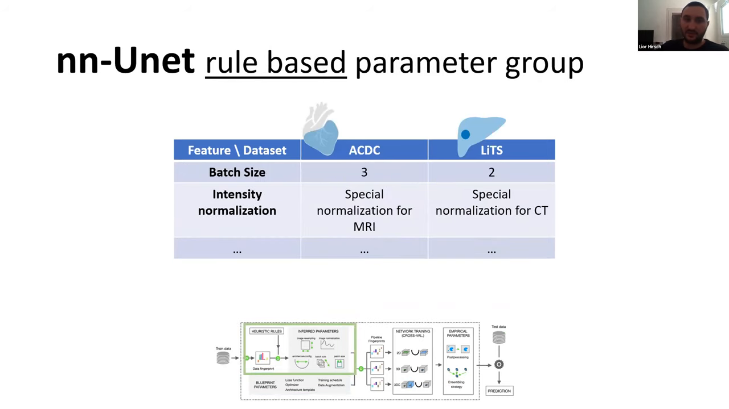Here we can see some examples for the rule-based parameters. We can see that the ACDC, which contains much smaller images, has a bigger batch size compared to the LiTS dataset. And they have a special normalization for MRI images and a special normalization for CT images.